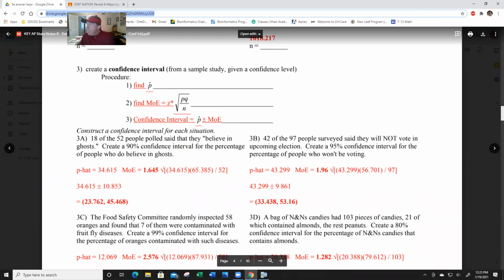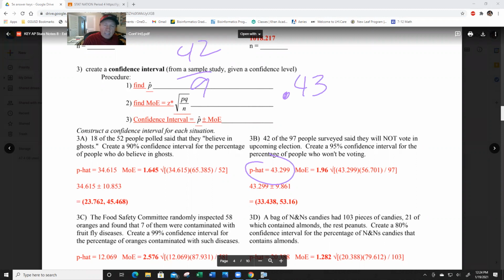Okay, let's do 3B. And again, I'll write it out a little bit differently on the notes here. 42 of 97 say they will not vote in the election. Create a 95% confidence interval for the percentage of people who won't be voting. So we have an estimate. Our estimate is p hat, about 0.43. How did I get 0.43? I went 42 divided by 97. So we have an estimate of 43%, but we're probably off.